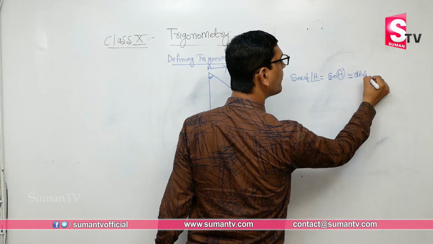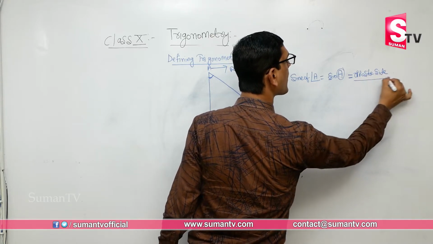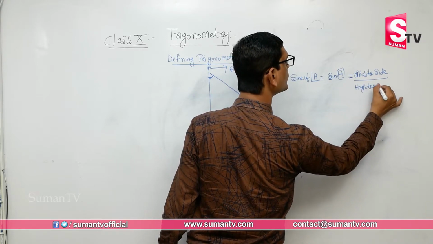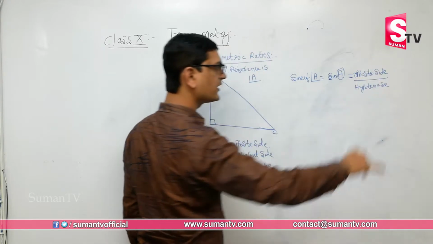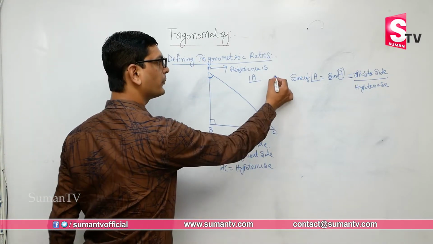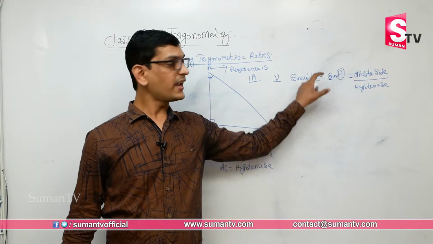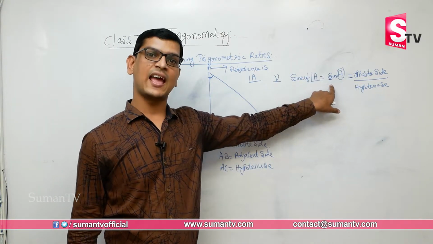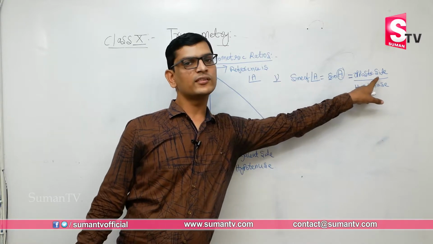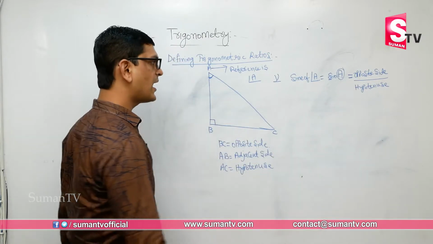So sine of angle A, which is sine A, has the formula opposite side by hypotenuse. So the first trigonometric ratio is sine of angle A. In short, we will write it as sine A and read it as sine A, which is nothing but opposite side by hypotenuse.